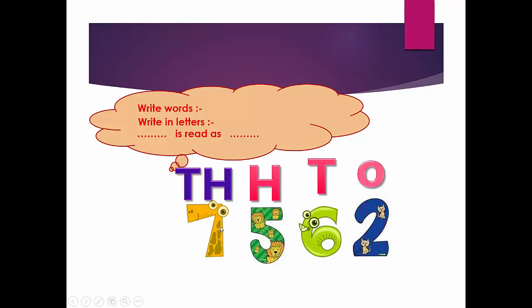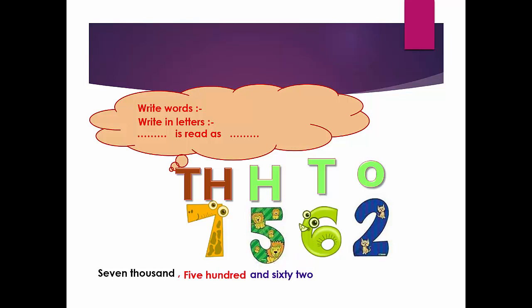7,000. Okay, my students, 7,000. Then, my students, I will read the hundreds. 500. Okay, my students, I will write 5, F-I-V-E, 100. 500. And I will read ones and tens together. So I will read it 62. Okay?